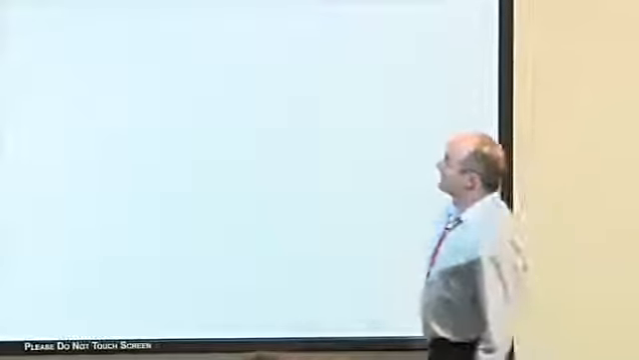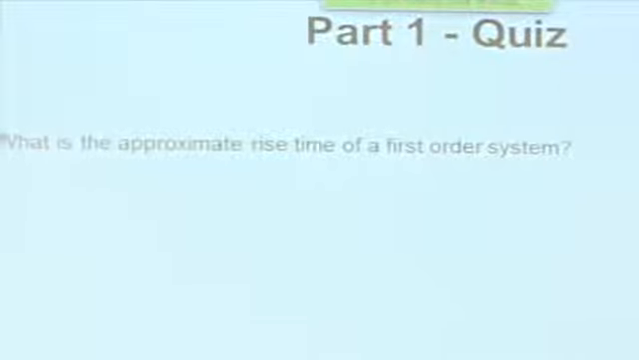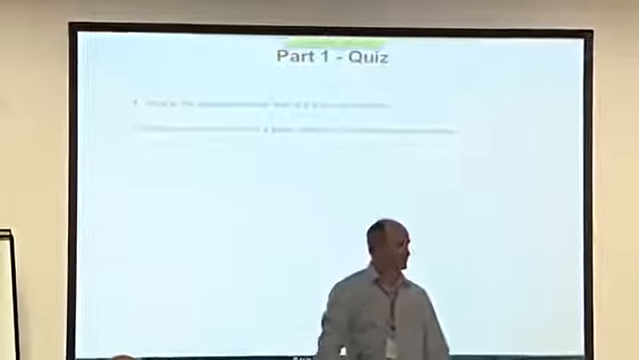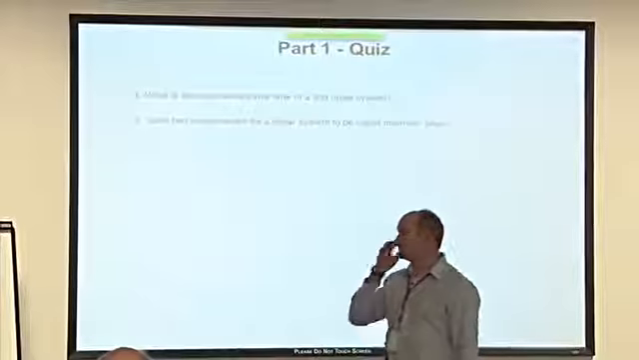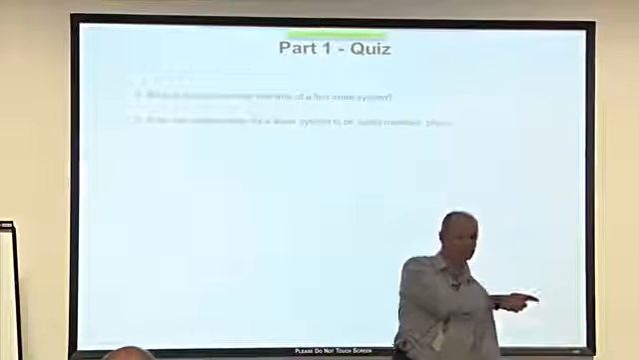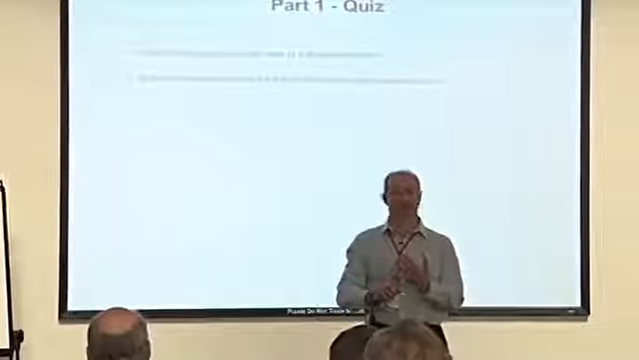First question, what is the approximate rise time of a first-order system? 2.2 time constants, 2.2 tau. Thank you. Can you state two requirements for a linear system to be called minimum phase? Well, there are actually 4 of them. I'll take any 2. No right half-plane zeros is a good one. Anybody else like to give me another one? Stable, that's good. Somebody else would probably give me another one there. No time delay would have been great. No poles on the imaginary axis except at the origin.